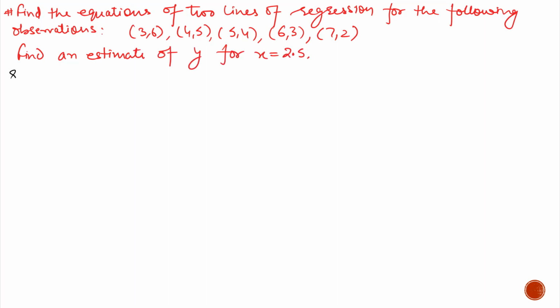So first of all, the values of x and y are given. Here n is 5 pairs. x is 3, 4, 5, 6, 7. y is 6, 5, 4, 3, 2.